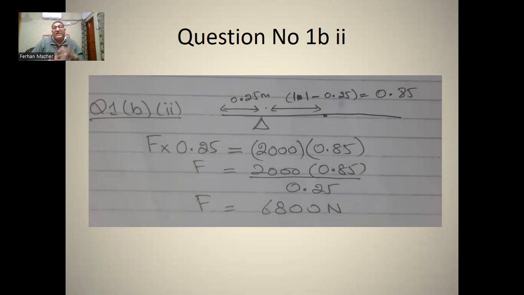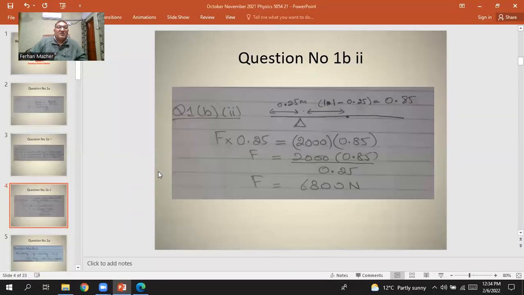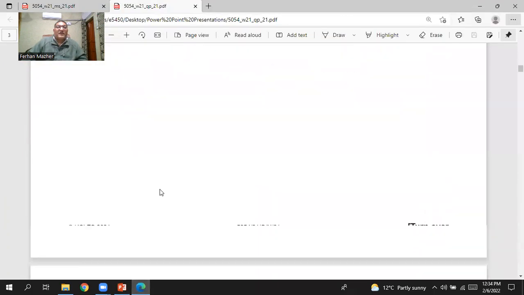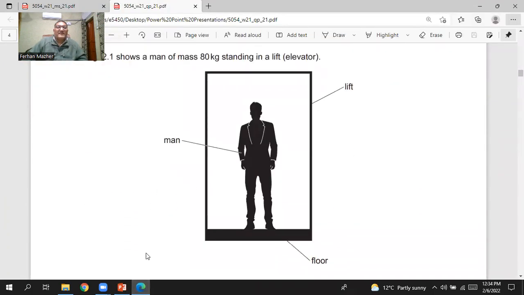So if I make F alone on one side, it will be 2000 multiplied by 0.85 divided by 0.25. So F will be equal to 6800 Newton. So it's a 3 marks numerical. That was question number 1, B, second part. Hopefully you understand. Okay, so let's go to the next part, if there is a next part for question number 1. Okay, so question number 1 is completed.